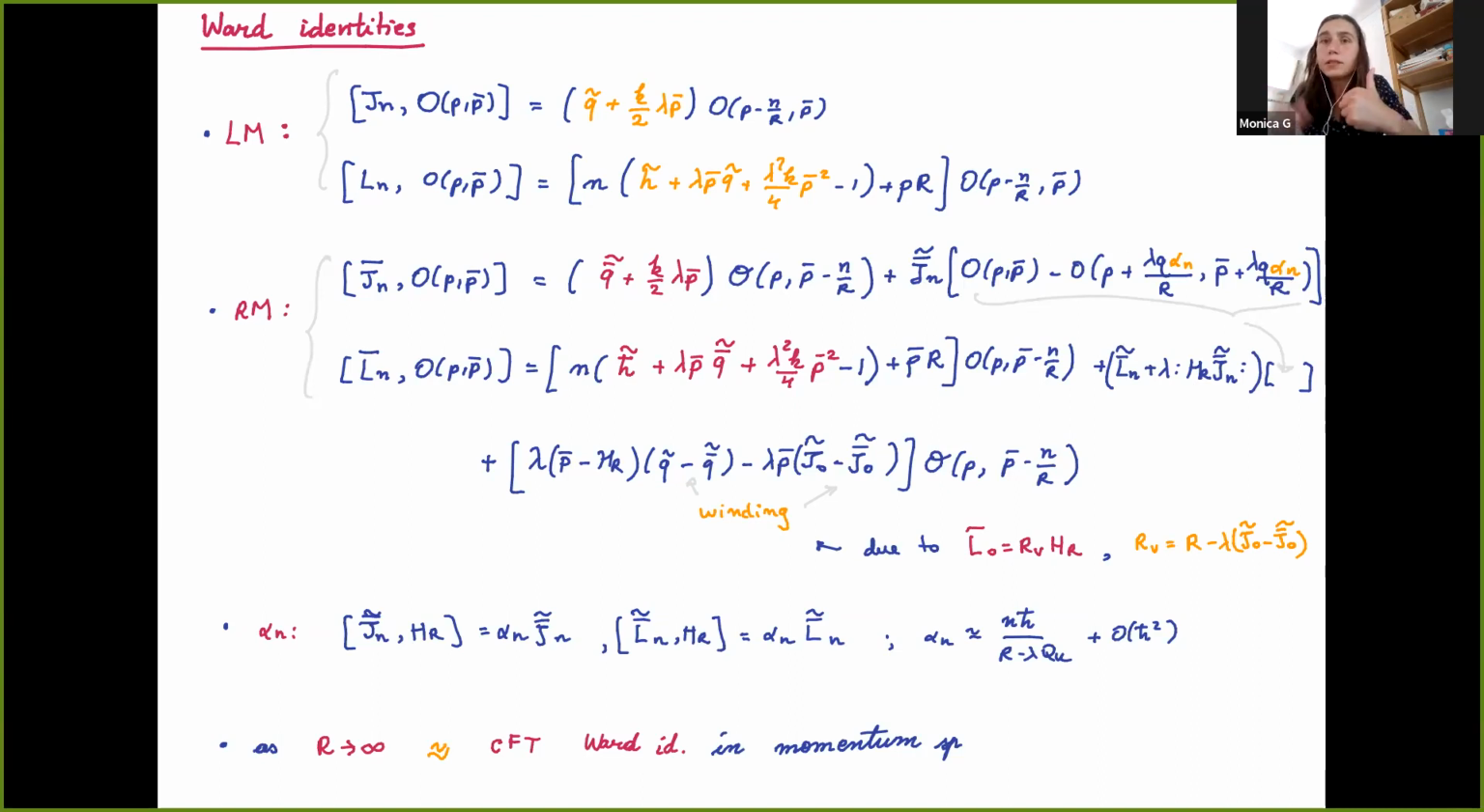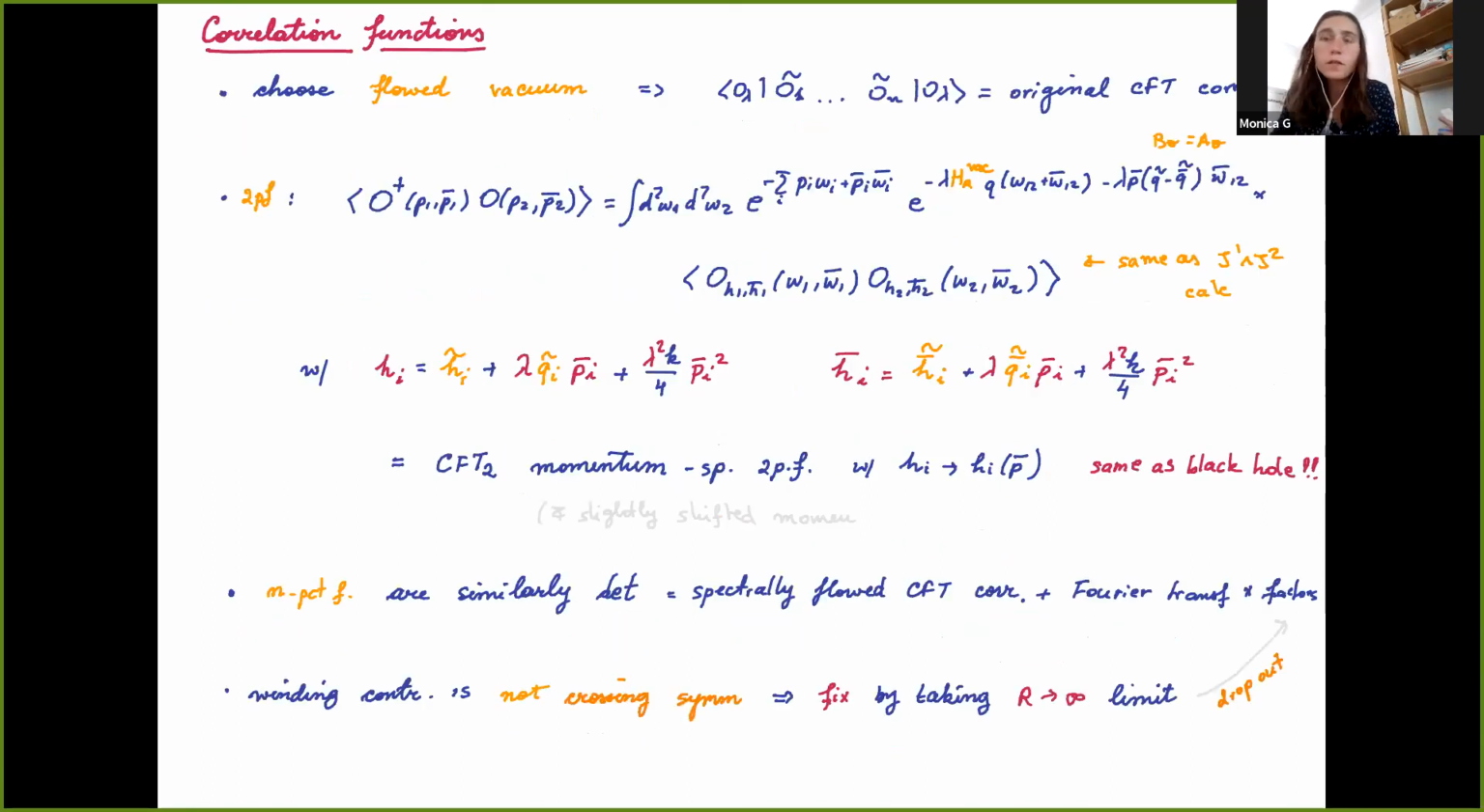So in the R goes to infinity limit, the algebra of the right-moving flow generators also becomes Virasoro, because the corrections were corrections in 1 over R. And I'm basically getting that my operators just satisfy the standard CFT momentum space Ward identities with respect to this. Okay, so I've showed you what the operators are. I've showed you they have nice Ward identities in momentum space when I take R to infinity.